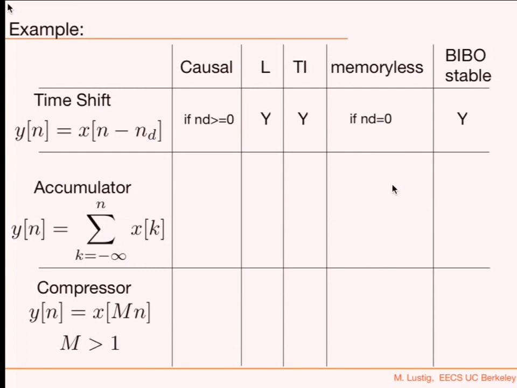What about BIBO stable? No, it is not stable. Why? What if I put an input of ones? It's bounded. What happens at infinity? It's going to blow up, right? So it is not stable. All right.